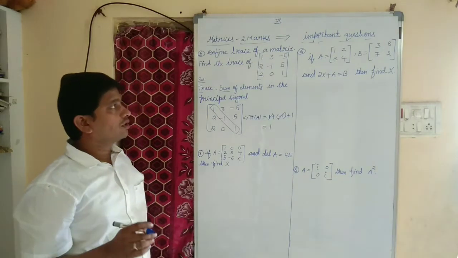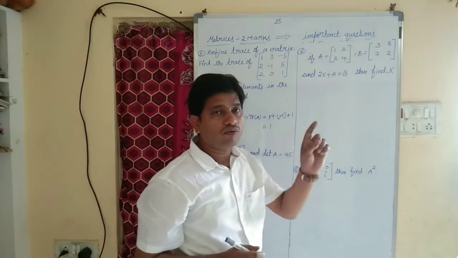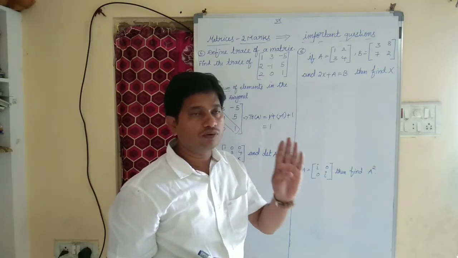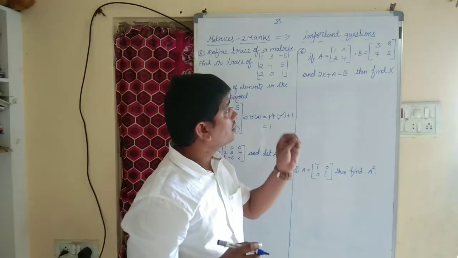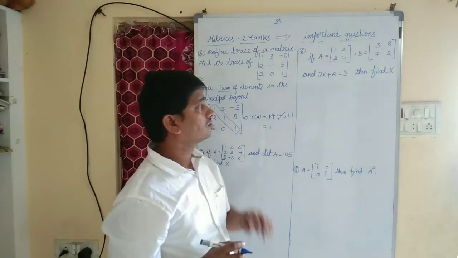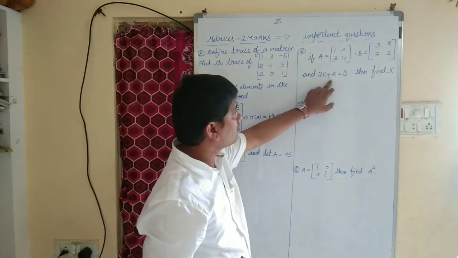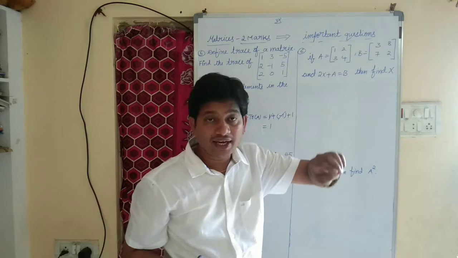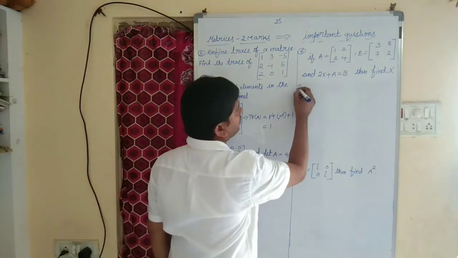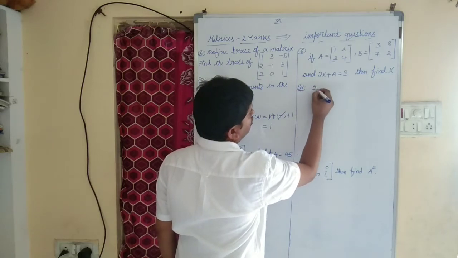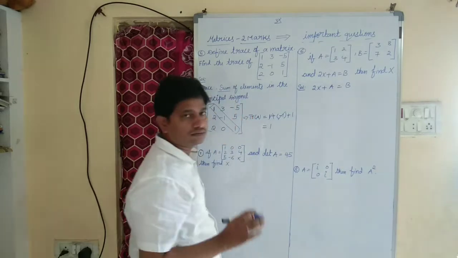Okay children. Now coming to sixth question. Given matrix A is 1, 2, 3, 4. Matrix B is 3, 8, 7, 2. And 2X plus A equal to B. Then find X. So no need of confusing here. What is given you have to write first of all. So 2X plus A equal to B. That is given. Now what to do?